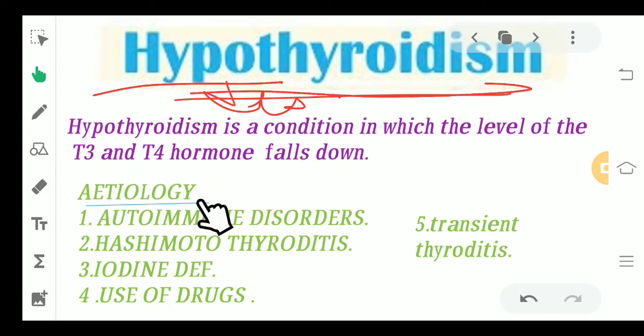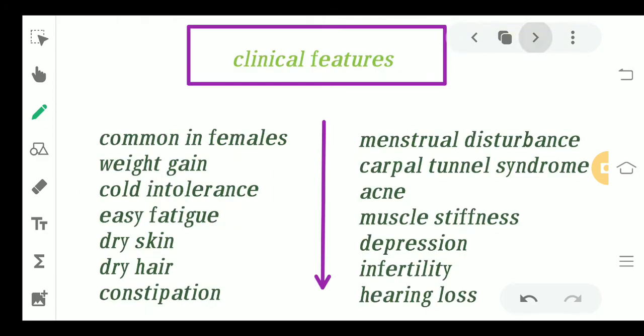What are the reasons? Any autoimmune disorder, Hashimoto thyroiditis, iodine deficiency, use of any kind of drugs, and transient thyroiditis. These are the five etiological factors which can lead to hypothyroidism. Moving ahead to some clinical features, you have a number of clinical features here.